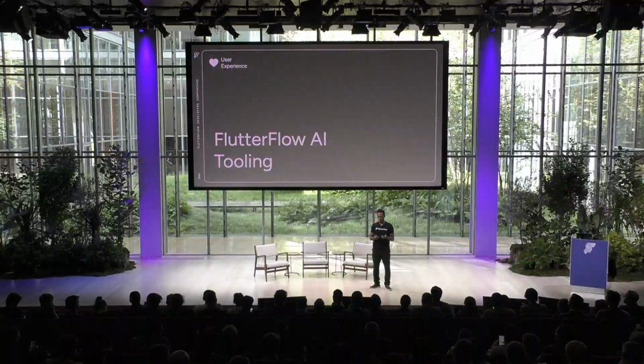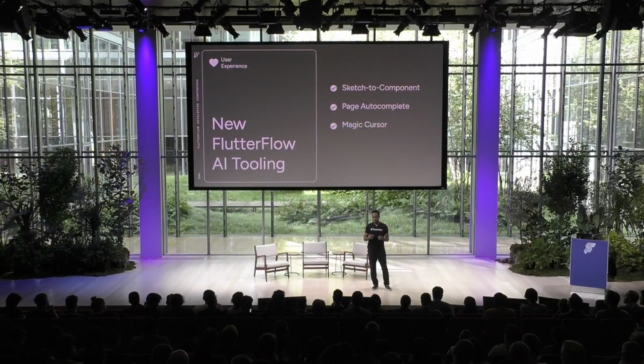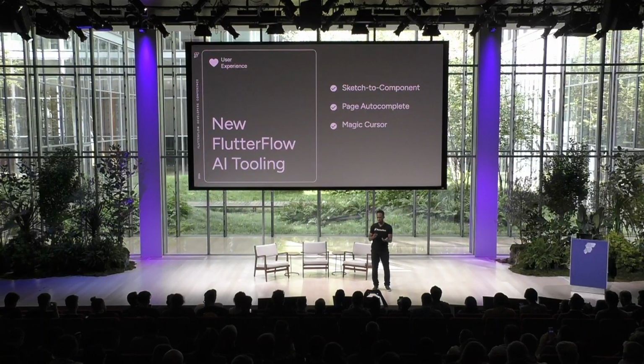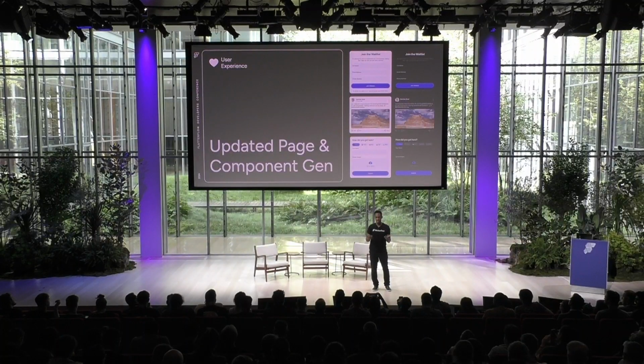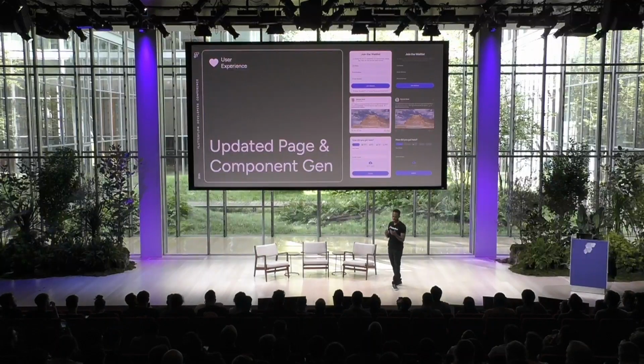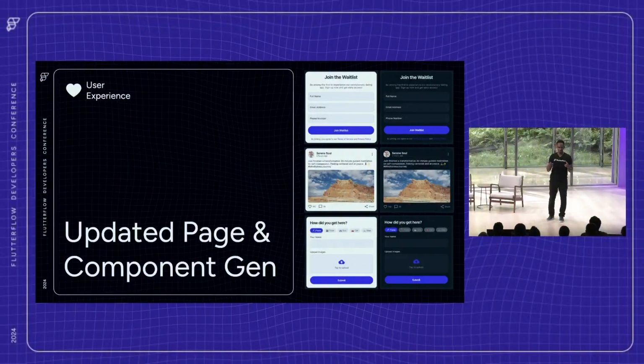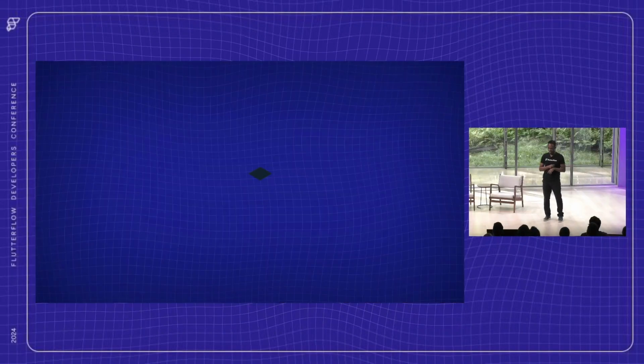So that's FlutterFlow AI tooling. Sketch the component, page autocomplete, and magic cursor. But that's not all. The features that we've had before, page gen and component gen, are actually completely updated, and now they generate much higher quality pages and components than before. So check that out. This will launch with FlutterFlow 5.0, and Magic Cursor will be coming to beta testers first, and then launching later. So to recap all of the product updates, we're going to play the FlutterFlow 5.0 launch video, and I'll be right back.